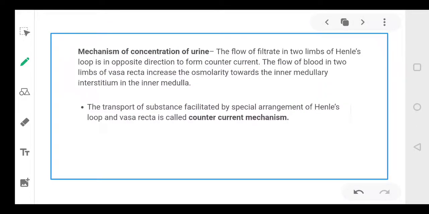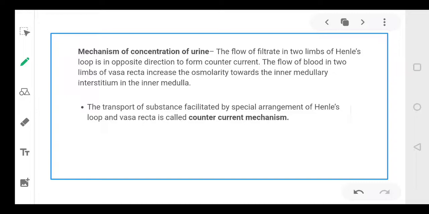Now coming to the mechanism of concentration of urine. ठीक है, mammals have a ability to produce a highly concentrated urine. Concentrated urine means which contains least amount of water. जितना नेसेसरी पानी होना चाहिए उतना ही पानी यूरिन में एक्सक्रीट होगा. ठीक है, तो मैमल्स में एक यूनिक एबिलिटी है कि दैट दे विल प्रोड्यूस अ कॉन्सेंट्रेटेड यूरिन.